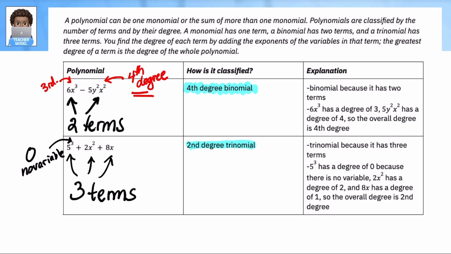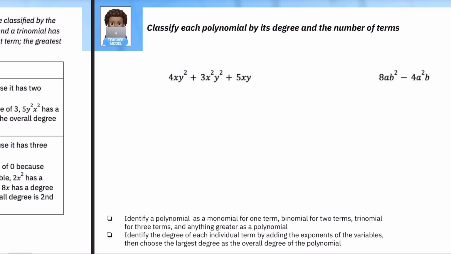It's just 5 to the third power, which would be 125. So we have to look at the ones with variables, and here you have a 2, which is a second degree, and here you don't have any, which would make it a first degree. And again, we use the biggest one, so second degree. Okay, so that's what we're going to do. Let's try it out in this next problem.